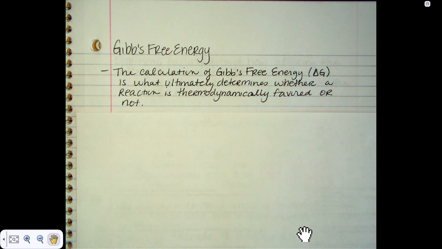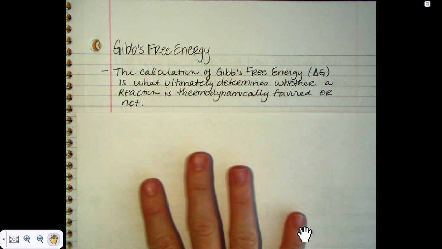enthalpy and entropy. Now, that's not to say that this is the only way to calculate delta G, because there are several applications of Gibbs. There is a particular Gibbs that we use with equilibrium. There's a particular Gibbs that we use with electrochemistry information, but this is the thermodynamic Gibbs, and that's the one that we're going to focus on in this particular recording.